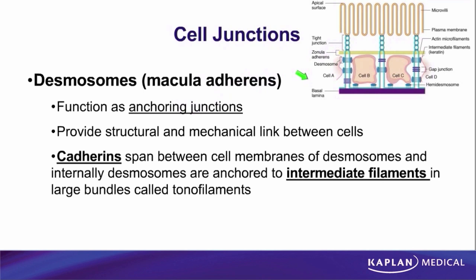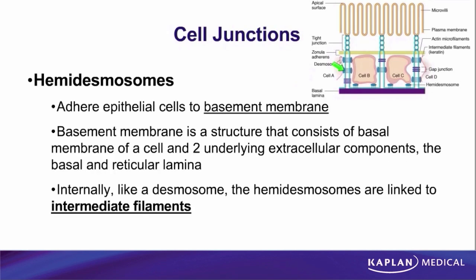Desmosomes, we said, are anchoring junctions. And there will always be intermediate filaments on the cytoplasmic side of desmosomes or hemidesmosomes. Because intermediate filaments are thicker than microfilaments, they're going to be more radiodense, so they're going to be much more apparent in electron micrographs. So we'll have intermediate filaments associated with desmosomes as well as hemidesmosomes.